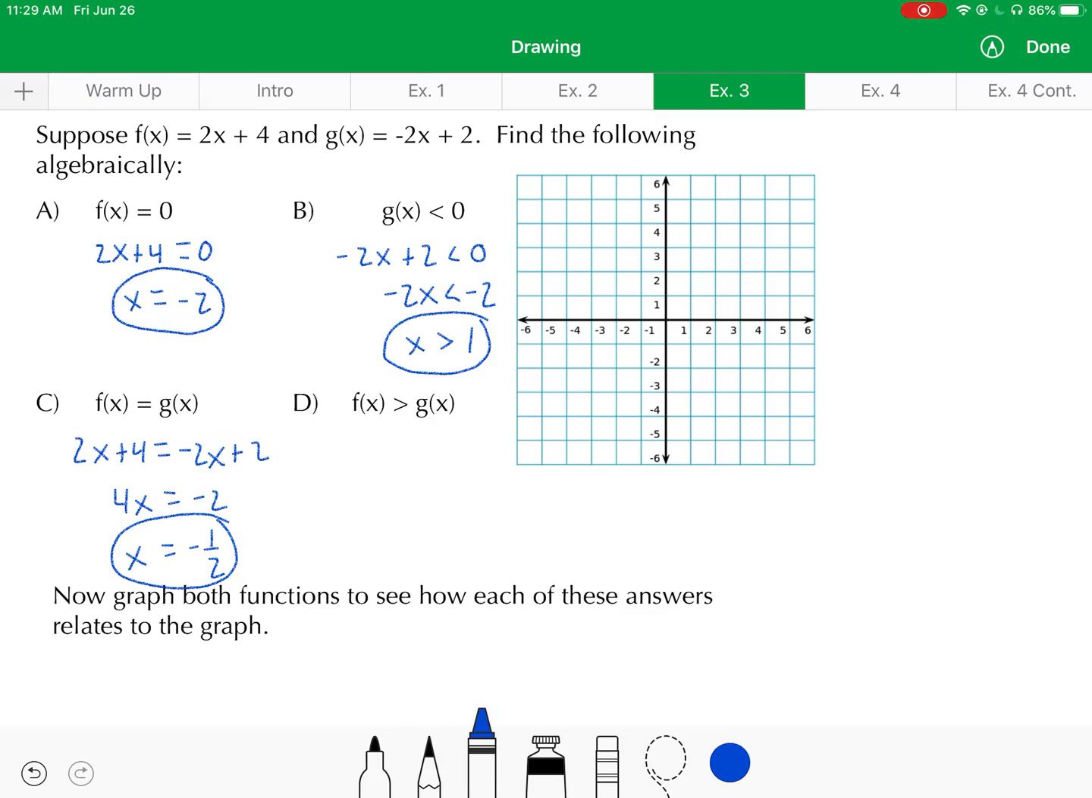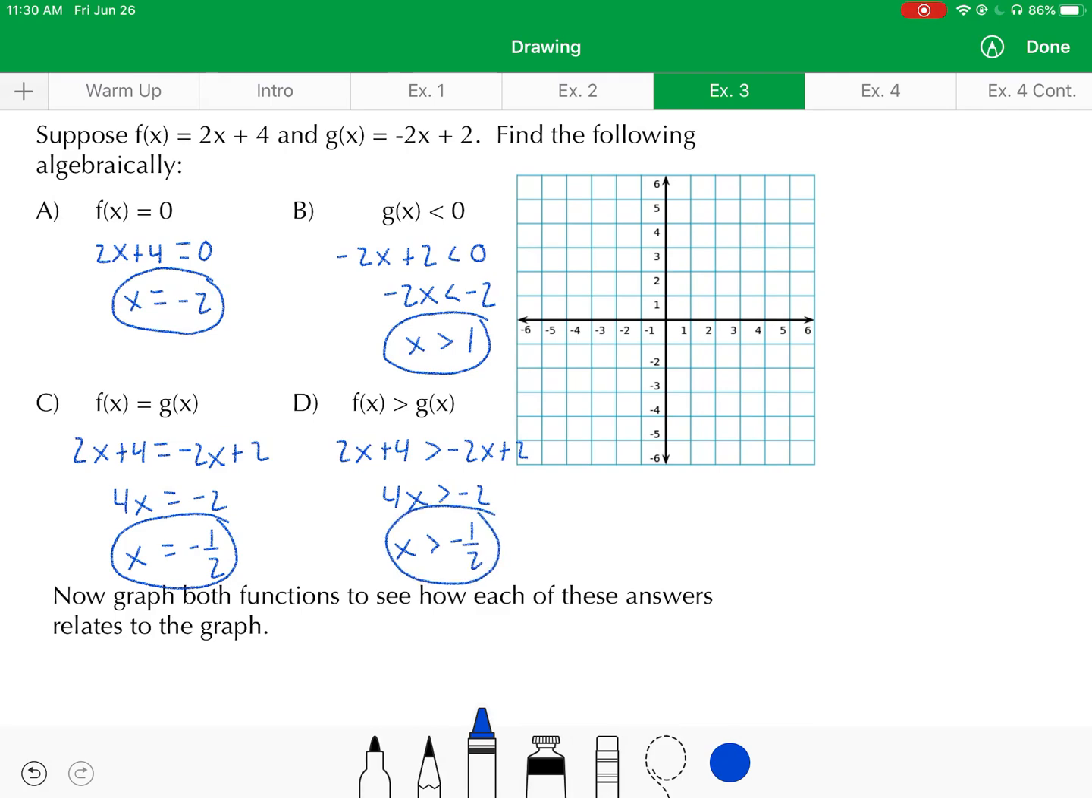And then when is f greater than g, meaning for what values of x are the y's in f greater than the y's in g? Use substitution. This is essentially going to be the same process as the previous problem in part C, except it's an inequality now rather than an equation. You'll end up with 4x is greater than negative 2, or x is greater than negative 1/2.